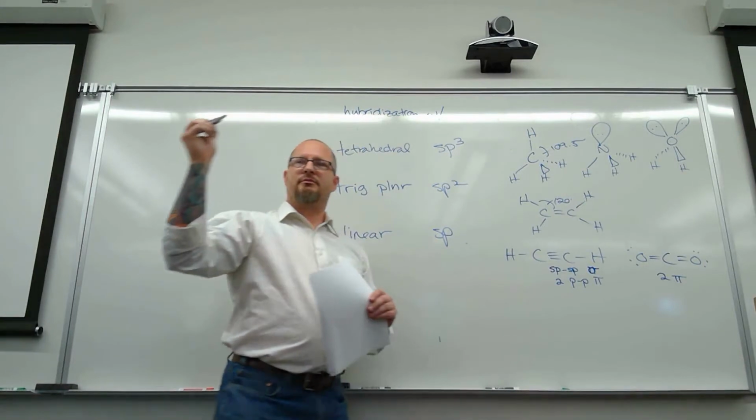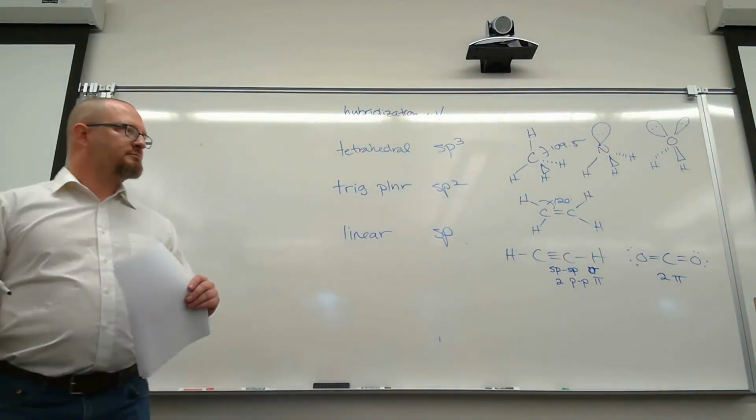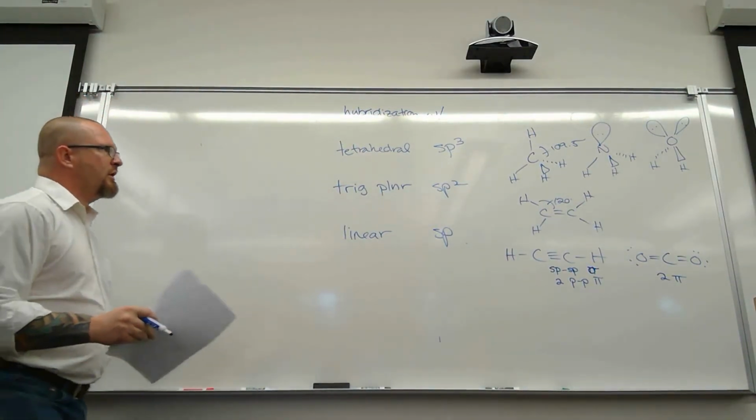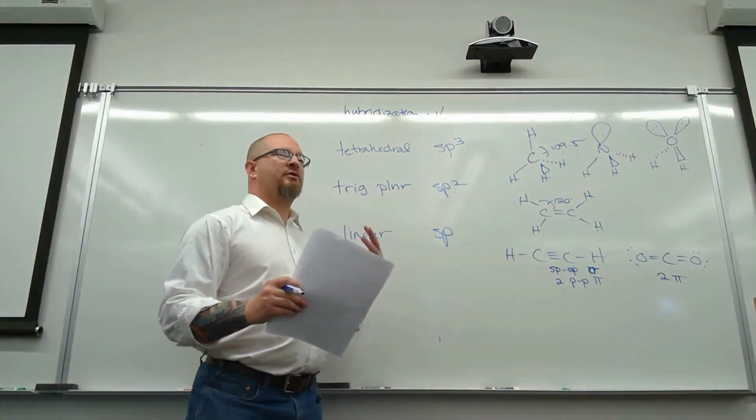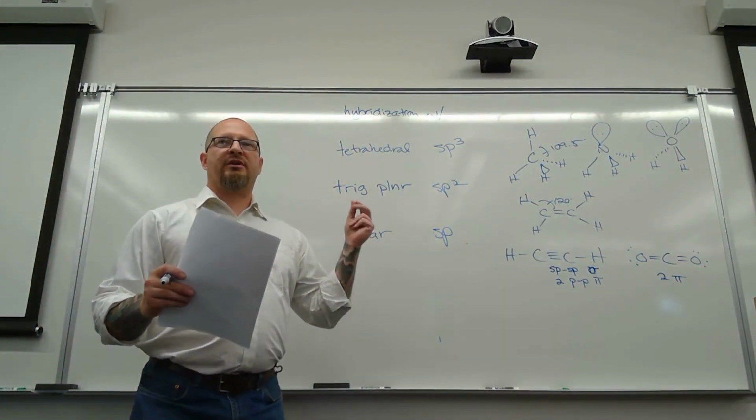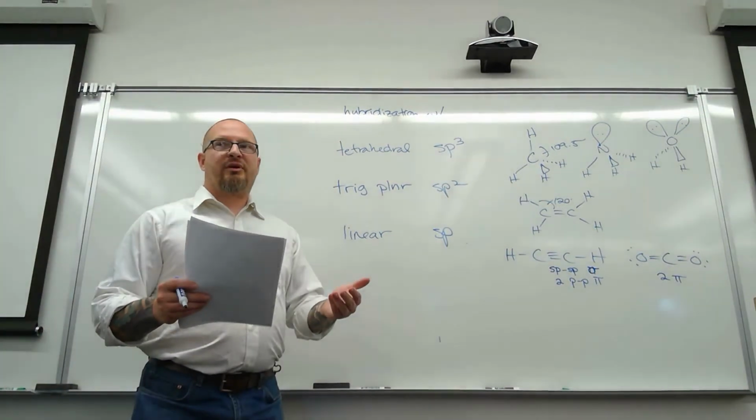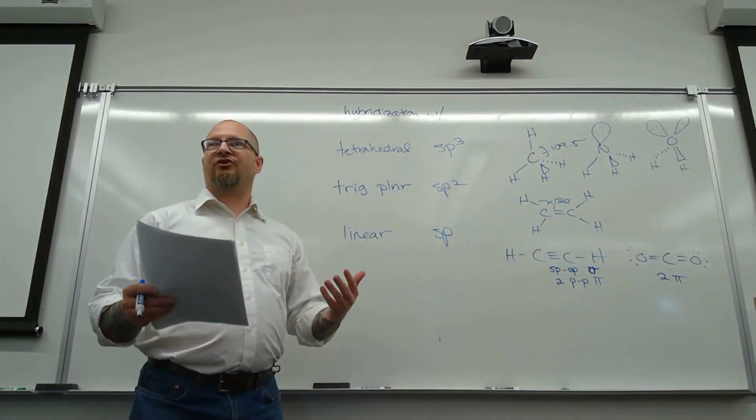Thank you. It's a sigma bond. Good catch. So you're going to get a real fast feel by looking at geometry and looking at number of pi bonds, what the hybridization should be.